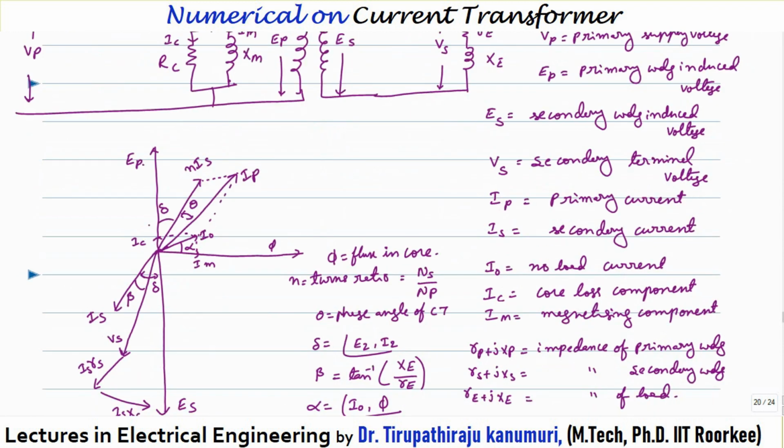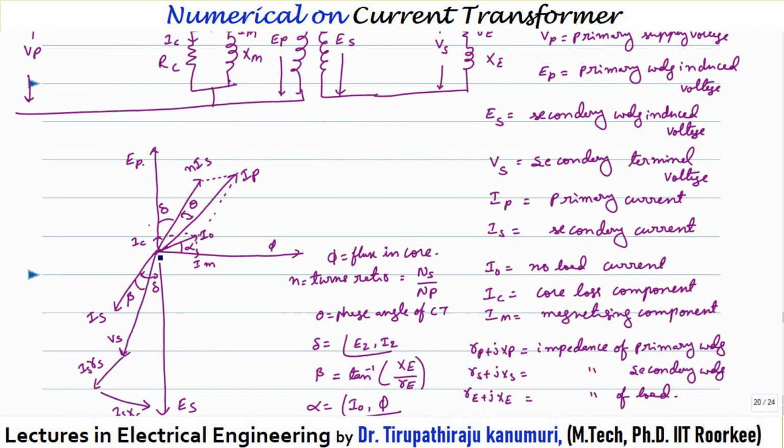The same thing I am mentioning here. This is my secondary side current Is, and this is my Vs. The angle between Vs and Is depends on the load. This angle beta is determined from the load, that means the load is Re and Xc, that is the burden. So beta is equal to tan inverse of Xc by Re. That gives the value of beta. For this I have to add IsRs plus j times IsXs. That gives my value of Es.